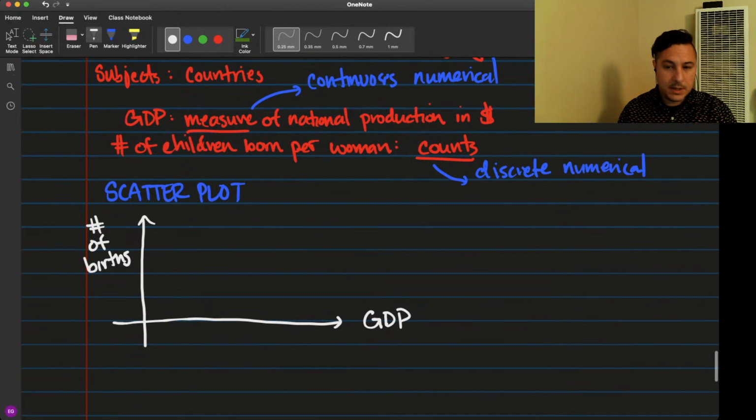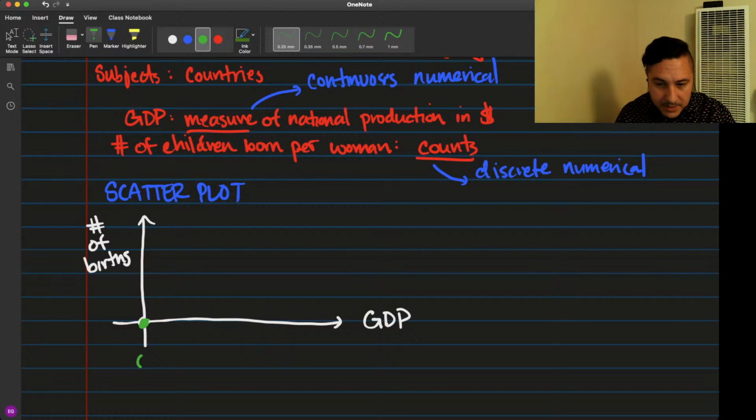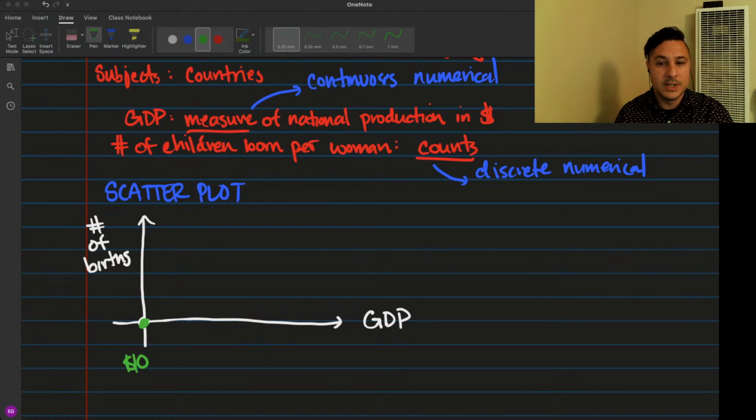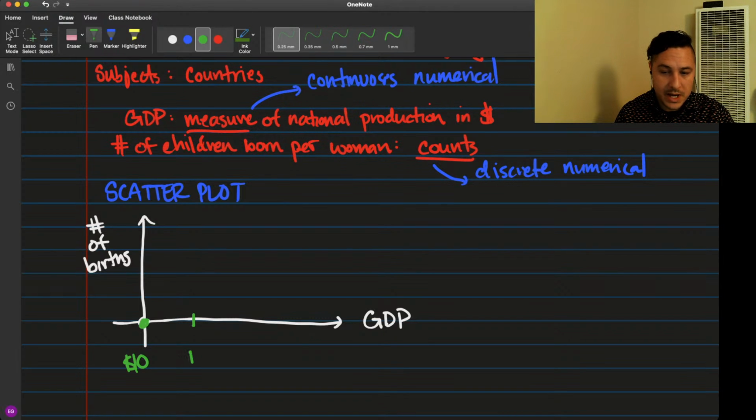Okay, so if you start here, let's do this in green. This would be 0 GDP, $0. That means a country literally made no goods and services. Let's have this be $1 billion. Let's have this be $2 billion, and so on.